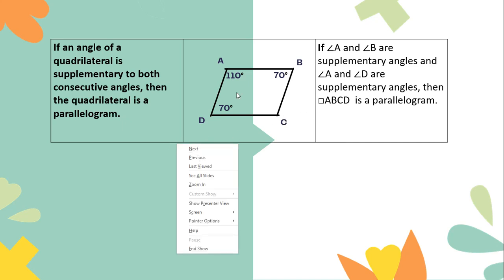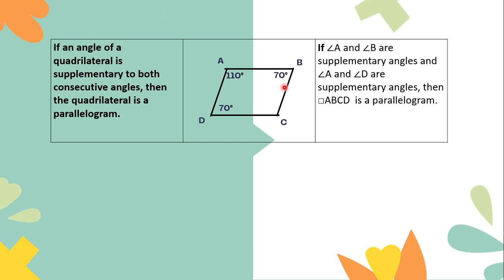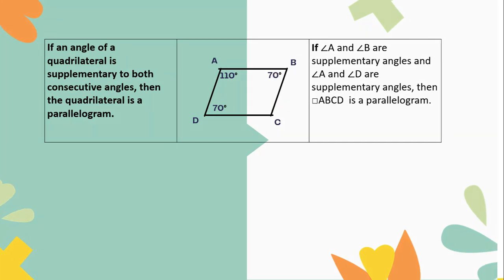Okay, alam din naman natin to na kapag yung consecutive angles niya ay supplementary to both consecutive angles, it means that the quadrilateral is a parallelogram. Okay, when we add 110 plus 70, it is 180 degrees. So, alam na natin yun.